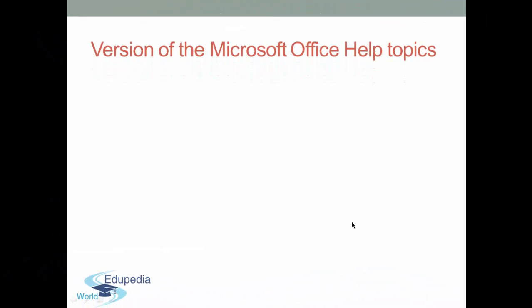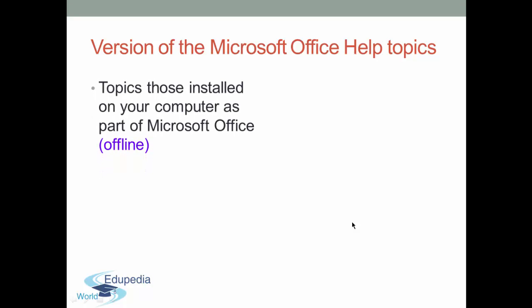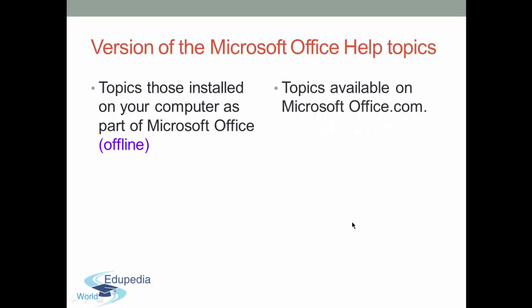There are two versions of Microsoft Office help topics. The first topics are those installed on your computer as part of Microsoft Office. That is when the internet is offline. The second topics are available on MicrosoftOffice.com.